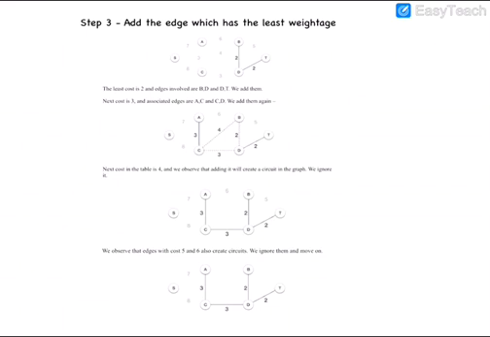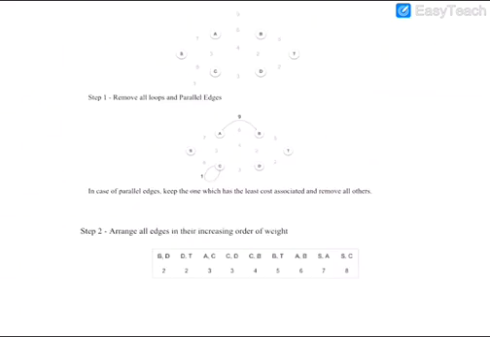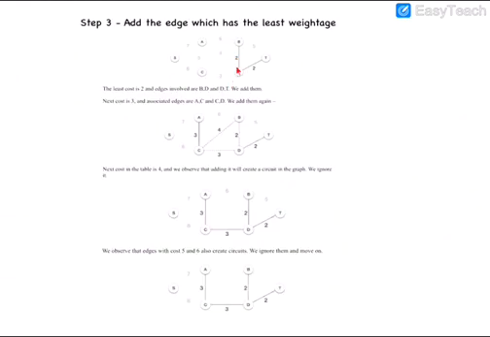In step 3, we consider the minimum weights and construct a tree by adding those edges. First, the minimum edges are BD and DT with weight 2, so BD and DT are added to our tree. The next minimum weight cost is 3, and it is associated with the edges AC and CD. So we will be adding AC and CD.